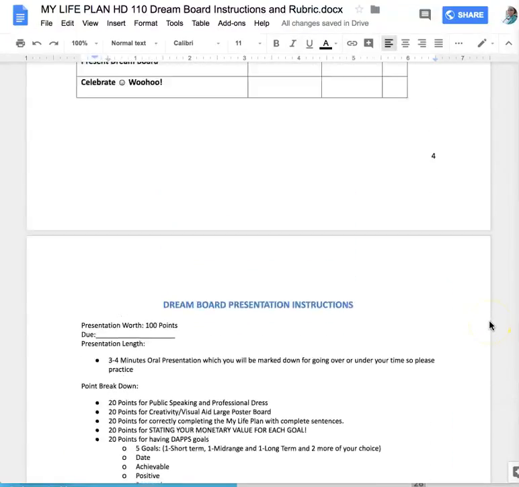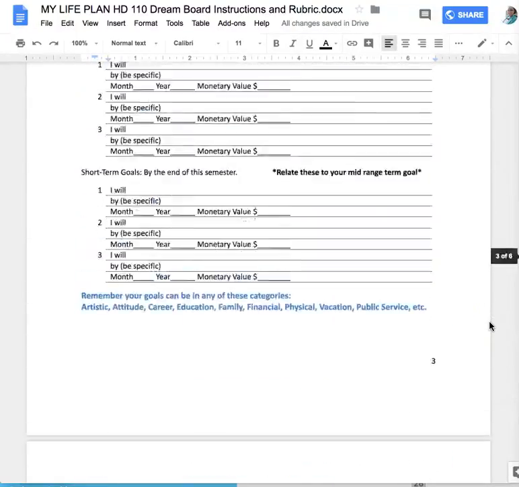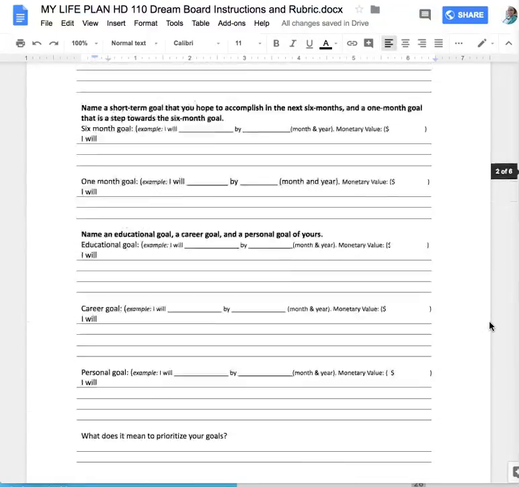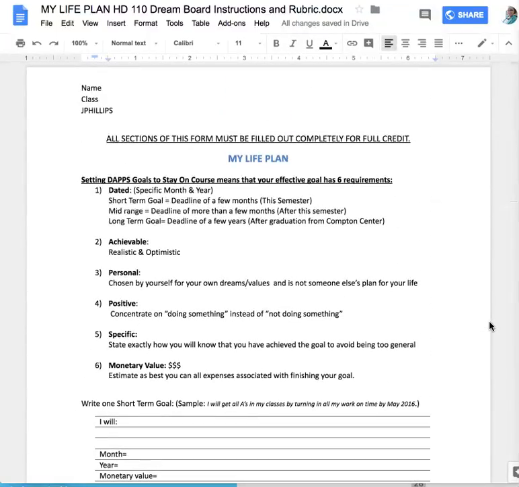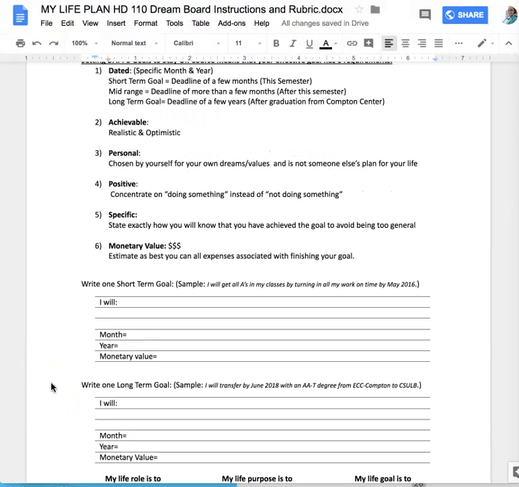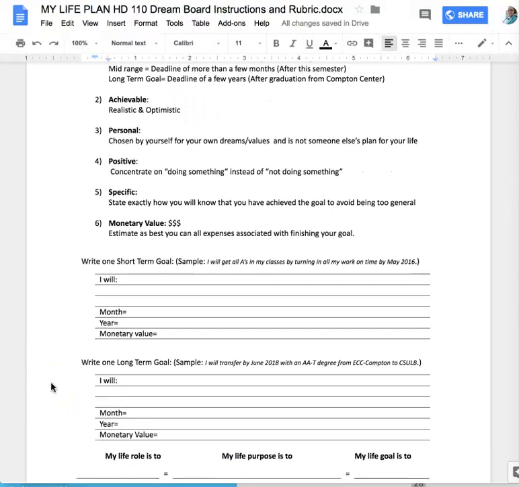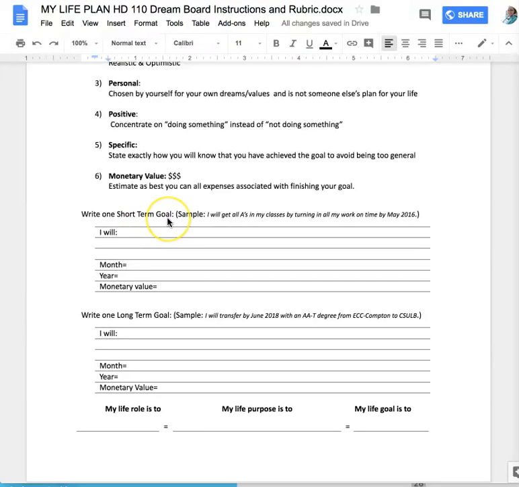All of the sections of your form must be filled out for full credit. And the DAPS information is here as well, 1 through 6. So now I want you to start contemplating various goals for yourself. It says write one short-term goal, and it gives you the sample.